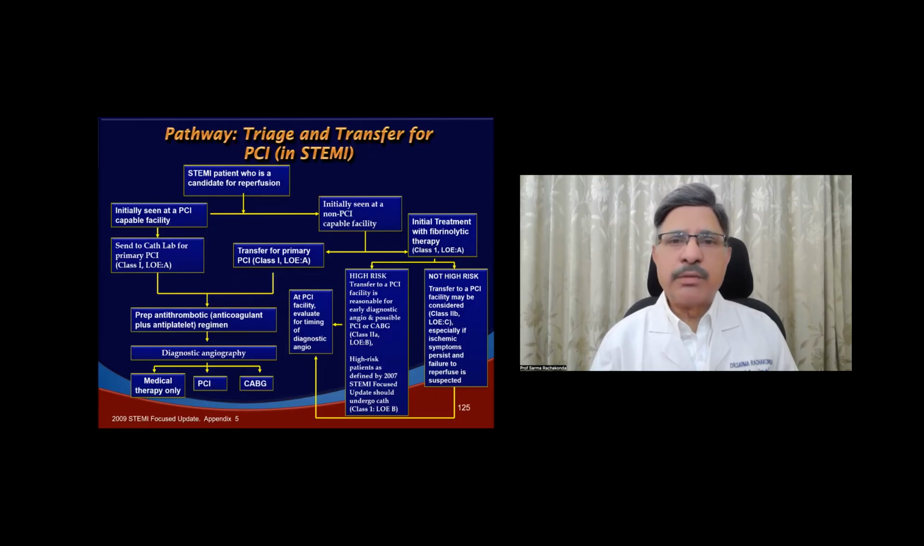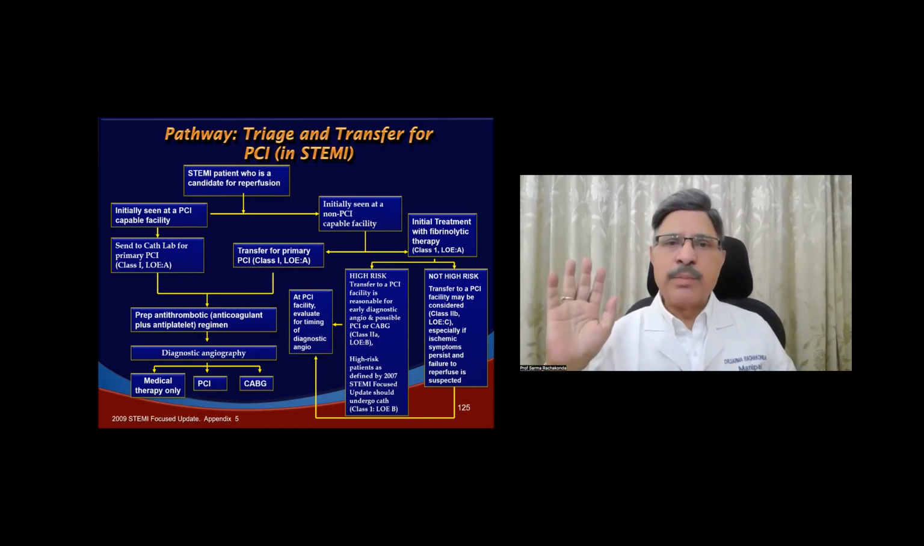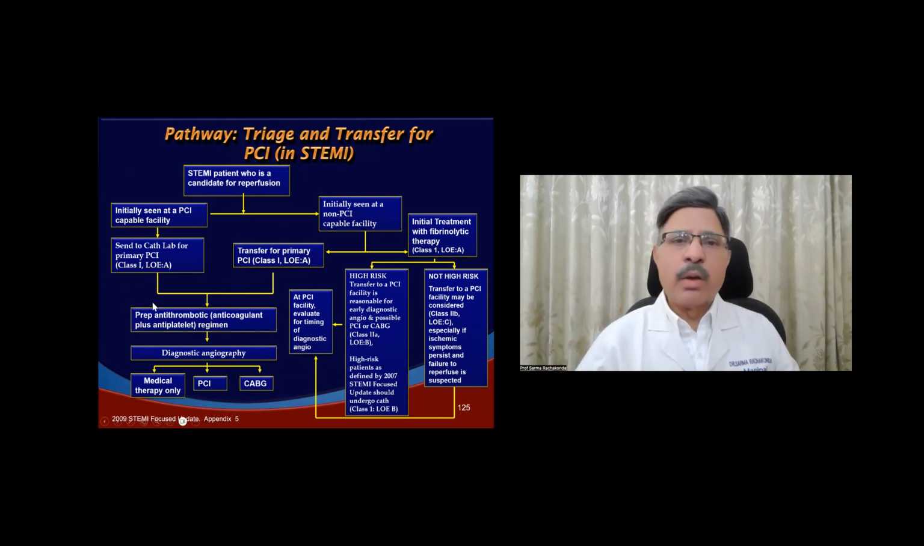Now, pathways and triage and transfer for PCI in STEMI. In STEMI, I told you, the primary treatment is to reperfuse, open up the vessel, and do it in the cath lab. This is called primary coronary intervention. So when you want to do the primary coronary intervention, what is the algorithm you are having?